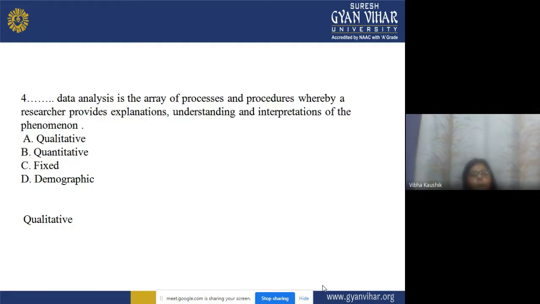Now the fourth one: dash data analysis is the area of process and procedures whereby the researcher provides explanations, understanding and interpretations of the phenomena. The options are A qualitative, B quantitative, C fixed, or D demographic. So the correct answer is option A, that is qualitative.